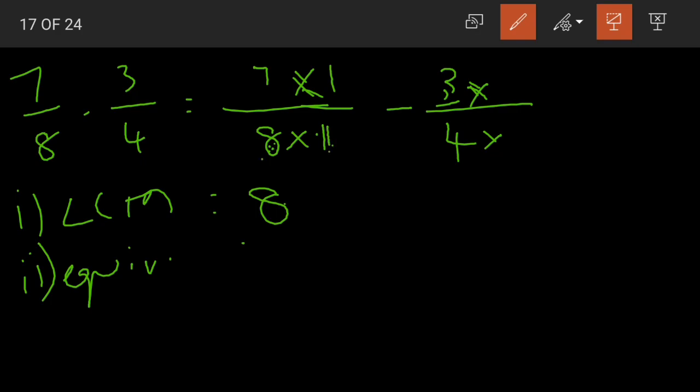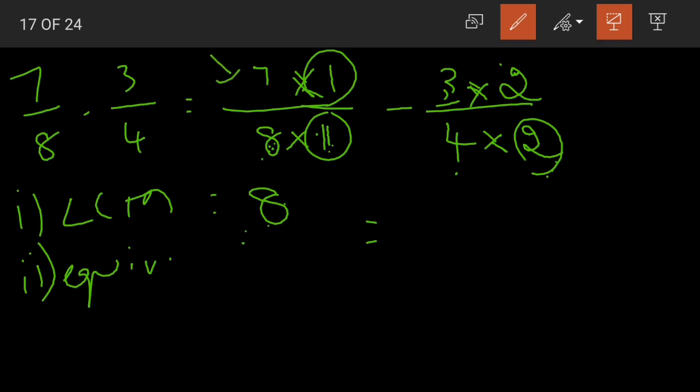As 8 1s are 8, we are multiplying the same 1 with the numerator as well. Now moving on to the second fraction, 3 by 4. 4 is the denominator. Now how many times 4 is equal to 8? 4 2s are 8. So we are multiplying both the numerator and denominator with 2. Clear, students?